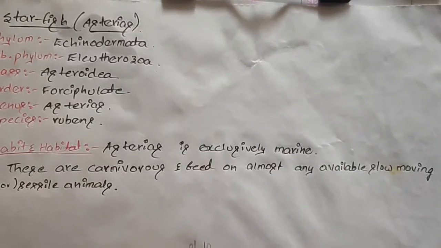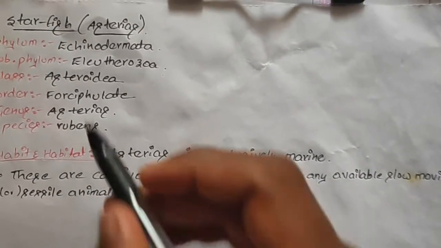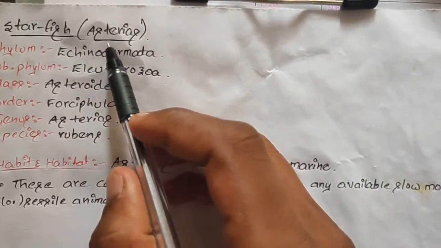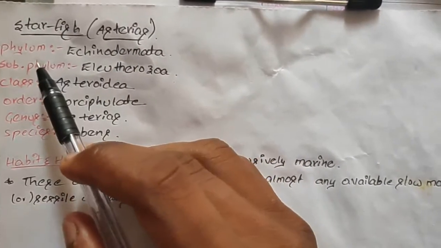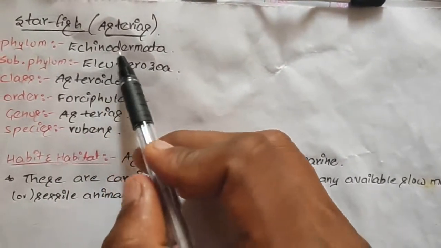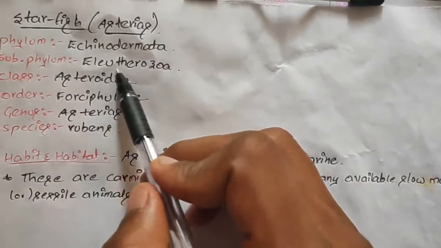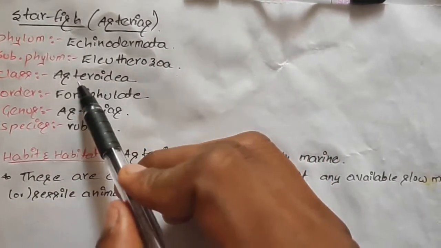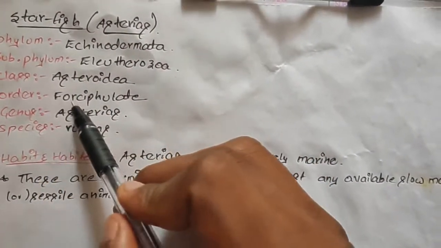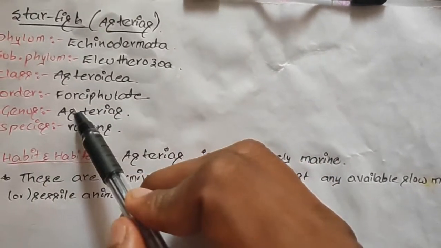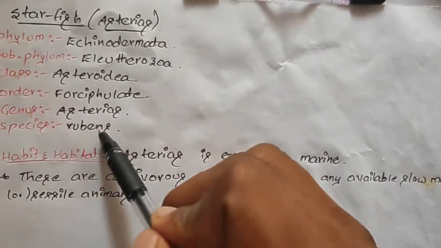In this video, we are going to discuss the structure of starfish. This starfish is commonly known as Asterias, and it belongs to the phylum Echinodermata, subphylum Eleutherozoa, class Asteroidea, order Forcipulata, genus Asterias, and species rubens.